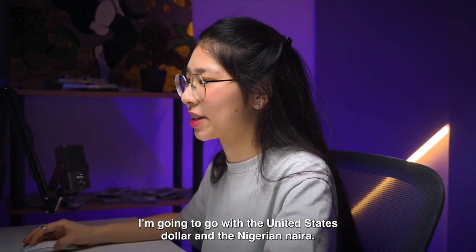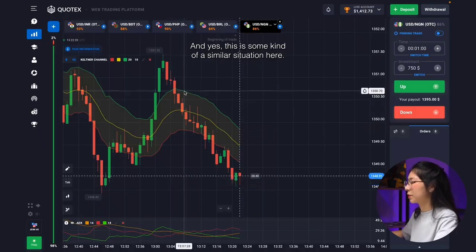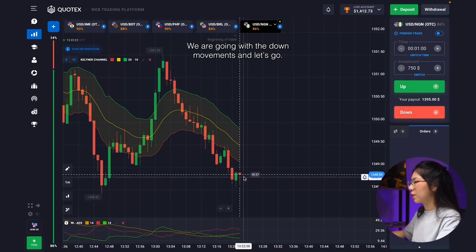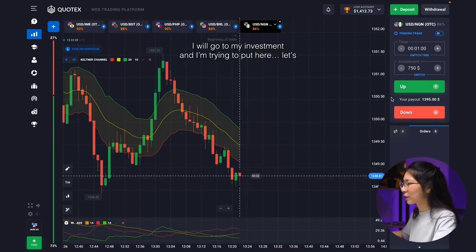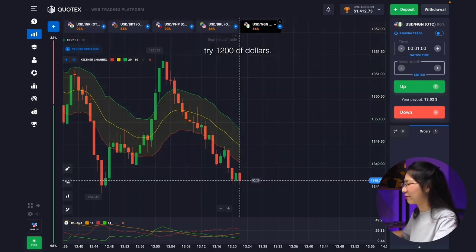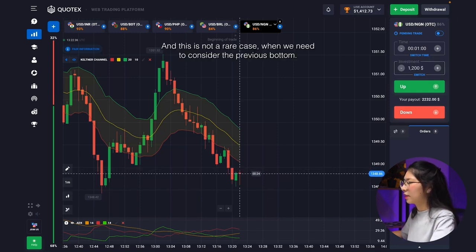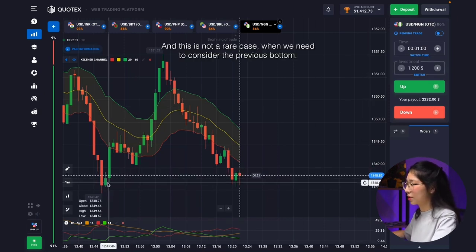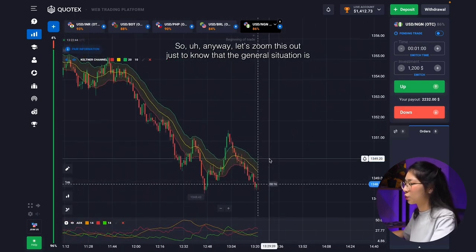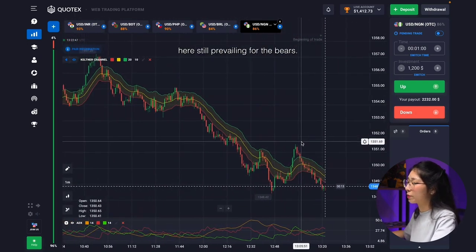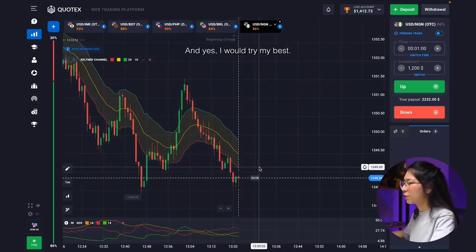I'm going to go with United States dollar and Nigerian naira. Yes, it is some kind of similar situation here. We're going with the down movements. So let's go. I'll go to my investment and I'm going to try to put here, let's try $1,200. And this is not a rare case when we need to consider the previous bottom. And we'll zoom this out just to know what the general situation is, still prevailing for the bears. Yes, I will try my best.